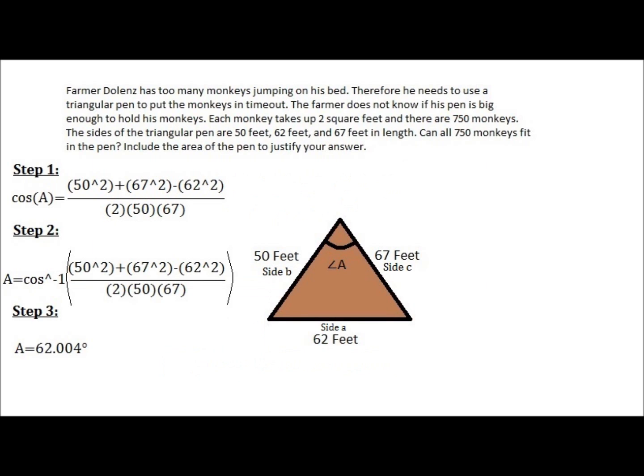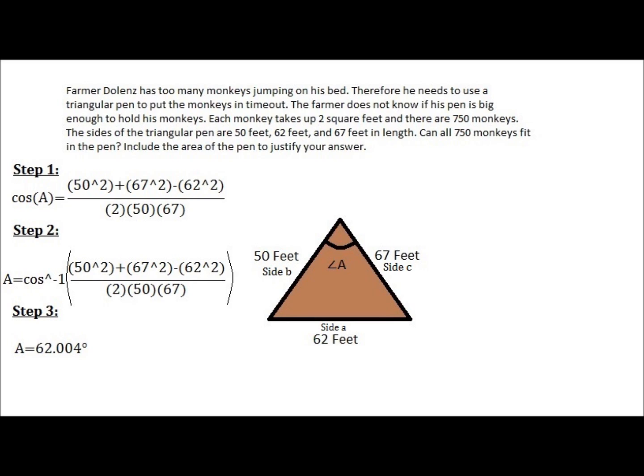Now that we know the law of cosines, let's apply it to this word problem. We can replace the length of side B with 50 feet and the length of side C with 67 feet. We can also replace the length of side A with 62 feet and do the same on the bottom. Now we have the equation: cosine of A equals 50 squared plus 67 squared minus 62 squared over 2 times 50 times 67.